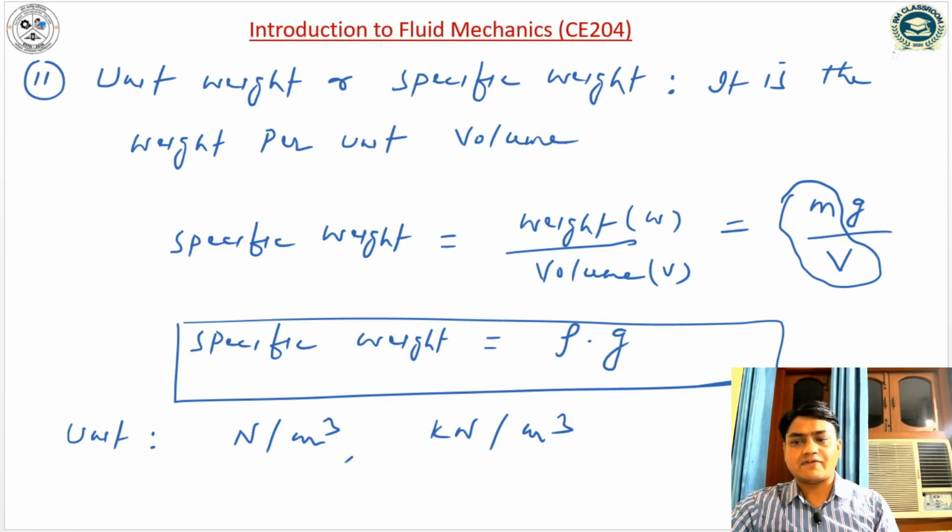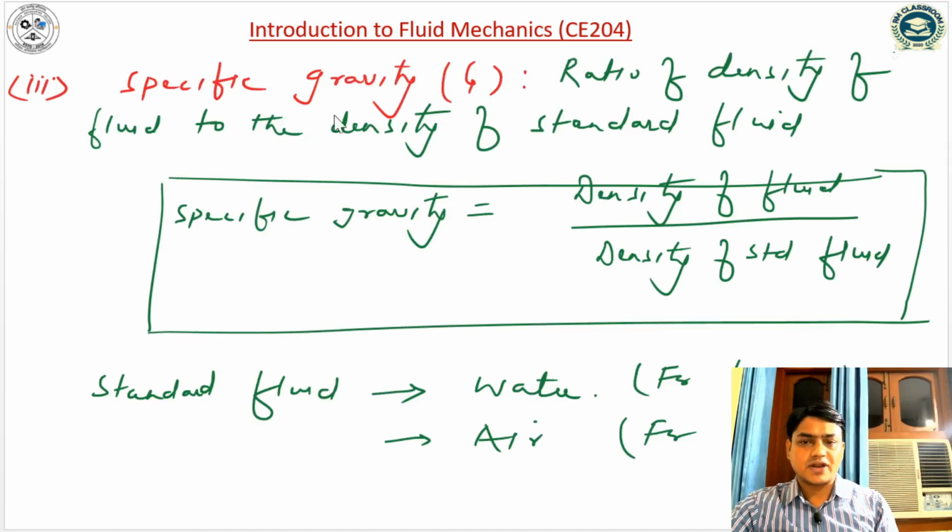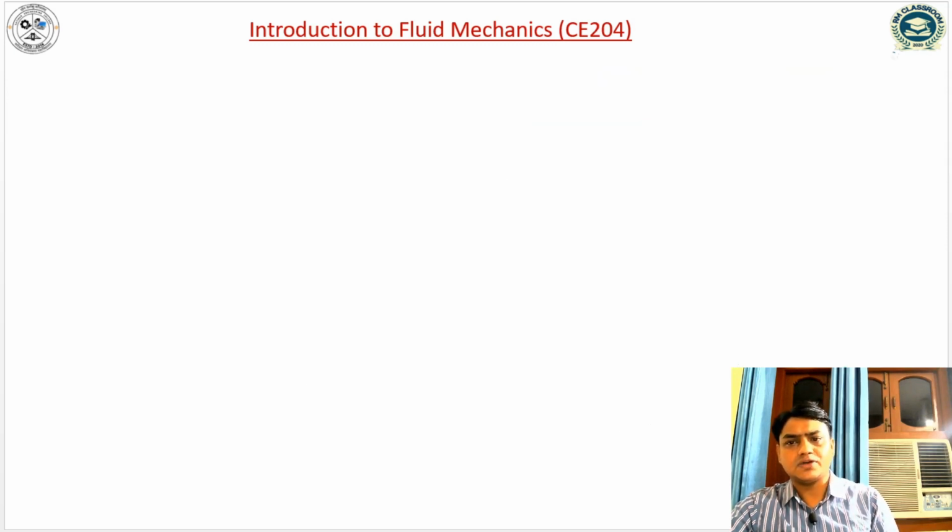Similarly, another very important fluid property is specific gravity. Specific gravity is the ratio of the density of a fluid to the density of a standard fluid. For a liquid, the standard fluid is water, and for a gas we generally take air as the standard fluid. So specific gravity is the density of the fluid divided by the density of the standard fluid.